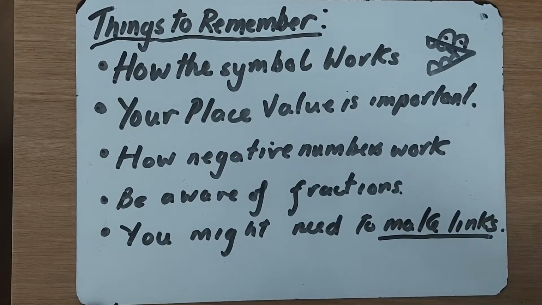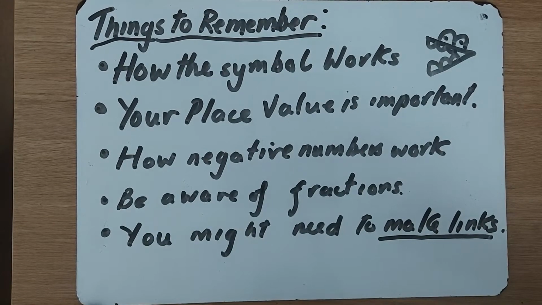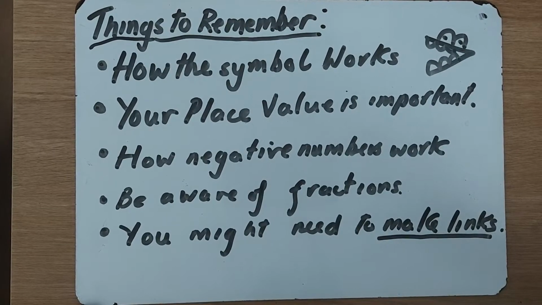I've listed some things here. It's a little bit different. It's not a success criteria. I'm going to talk you through some points now for you to be wary about when doing your work. You need to be aware of place value. I'll talk about that more. You need to think about negative number questions as well that are going to come up. So I'll talk to you a little bit about how negative numbers work. You need to be aware of fractions, just a little bit of fraction knowledge, and I'll talk about that. And you might need to make links, especially if you're doing the trickiest work.